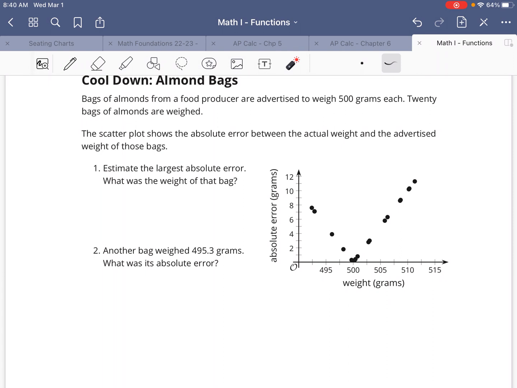Largest absolute error. Well, these are the absolute errors, so the largest would be further up. And then another bag weighed 495.3 grams. What was its absolute error? Well, how far off of 500 is 495.3?